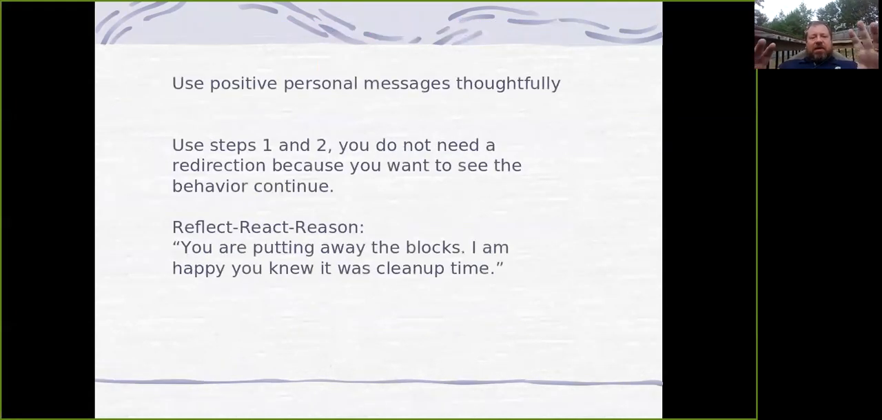We could also have a positive personal message, which is really just those first two steps, the reflection and the reaction and reason. We do this when we want to see that behavior continue or to be repeated. It's a type of really effective and sincere praise. In the example here, you're putting away the blocks. I'm happy you knew it was cleanup time. So the reflection is, you're putting away the blocks. I'm happy is the reaction, and you knew it was cleanup time is the reason. I don't need a rule or a redirection here because this is the behavior I want to see continue. So this becomes a really effective way of praising a child and encouraging that behavior to continue.